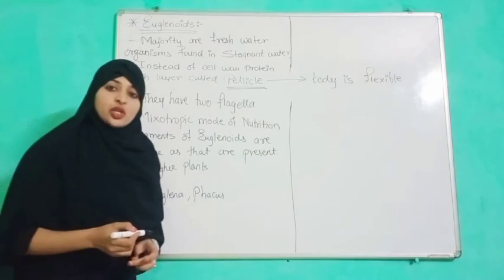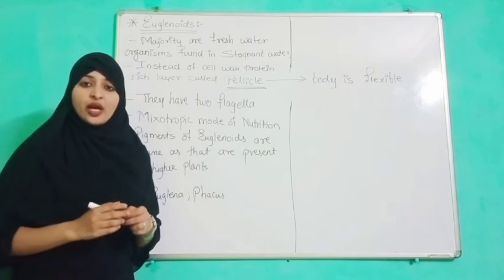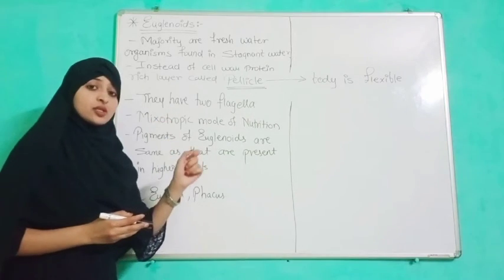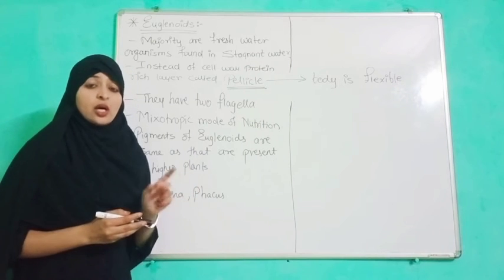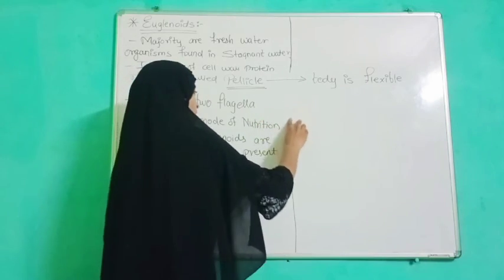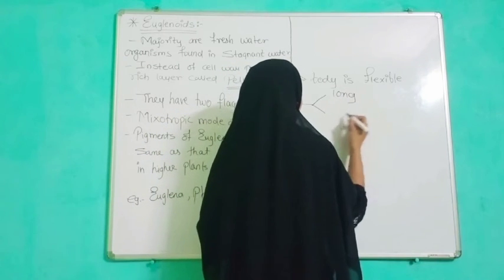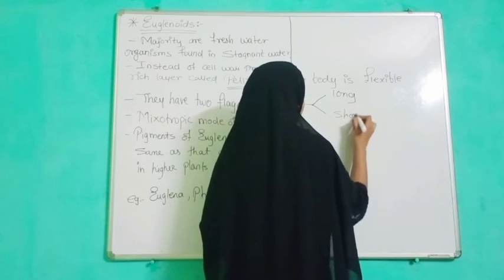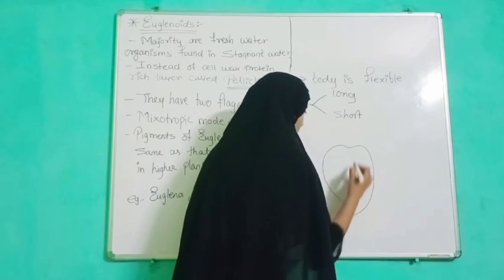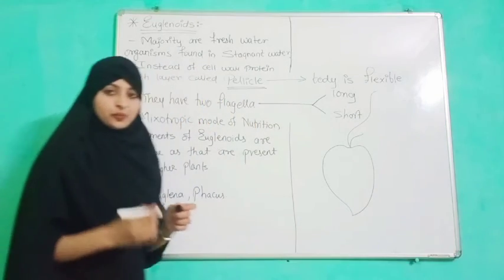They have two flagella. Next point is they have two flagella. In dinoflagellates also we discussed that dino means two. They have two flagella, but here in euglenoids, they have two flagella where one is long and the other is short. If we see the structure of euglenoid, one flagellum is longer and one flagellum is shorter.